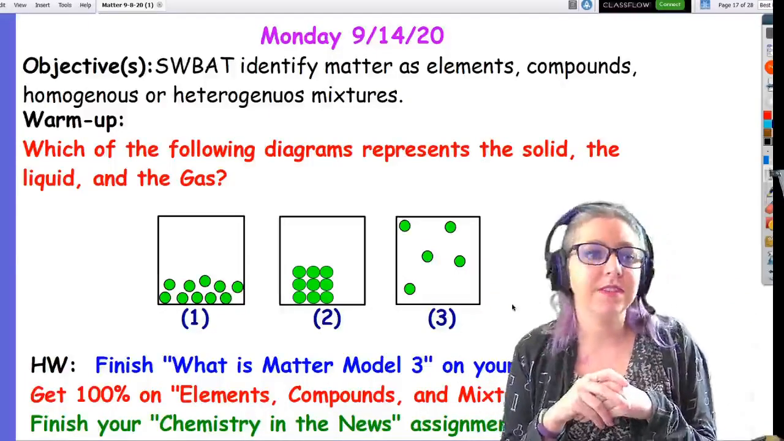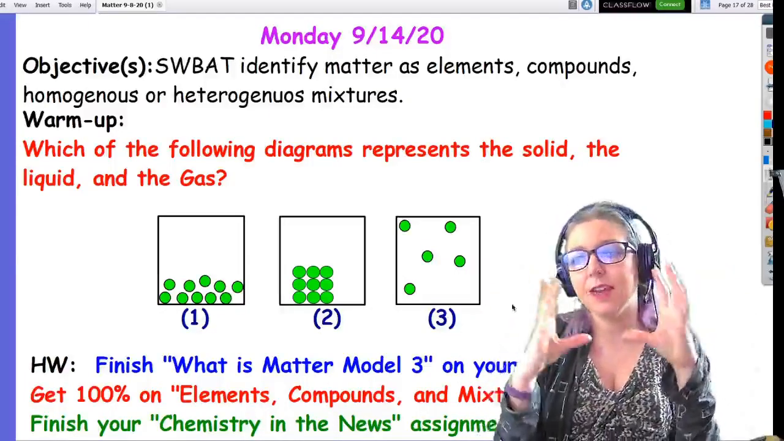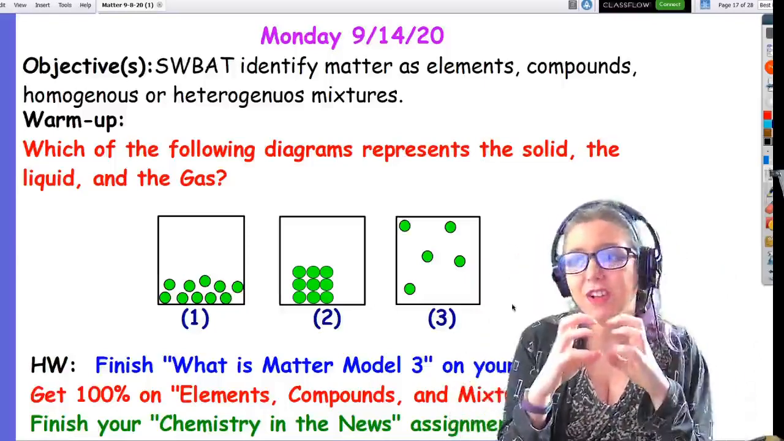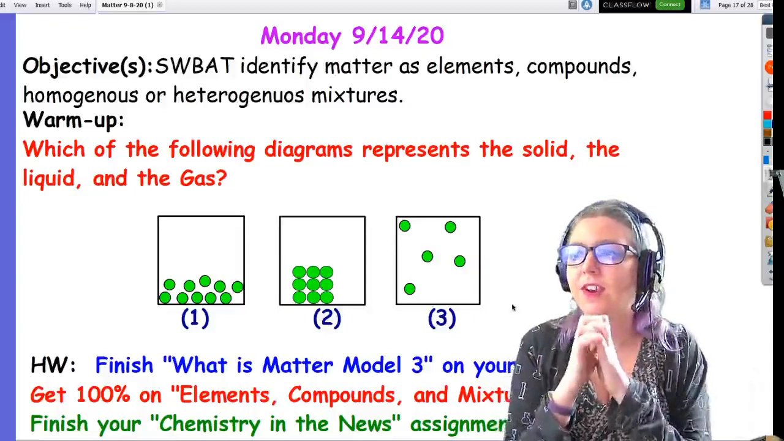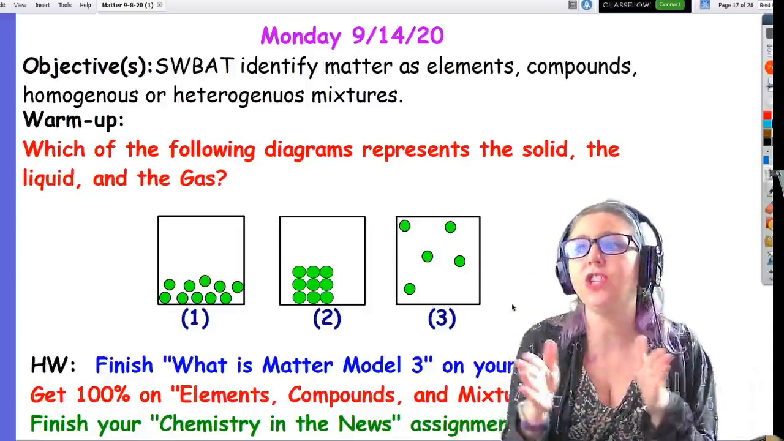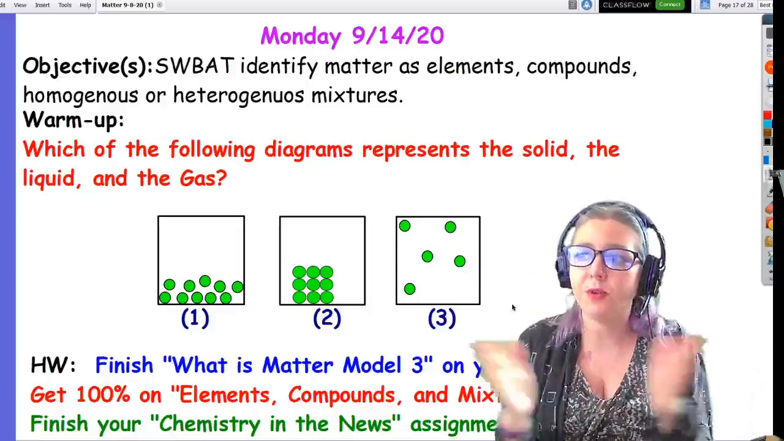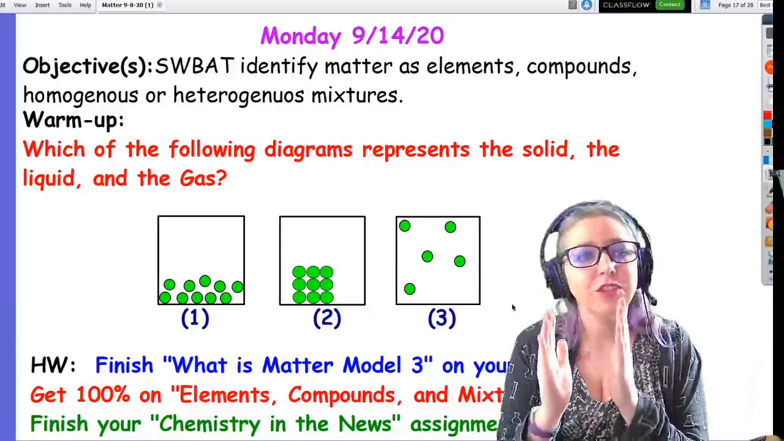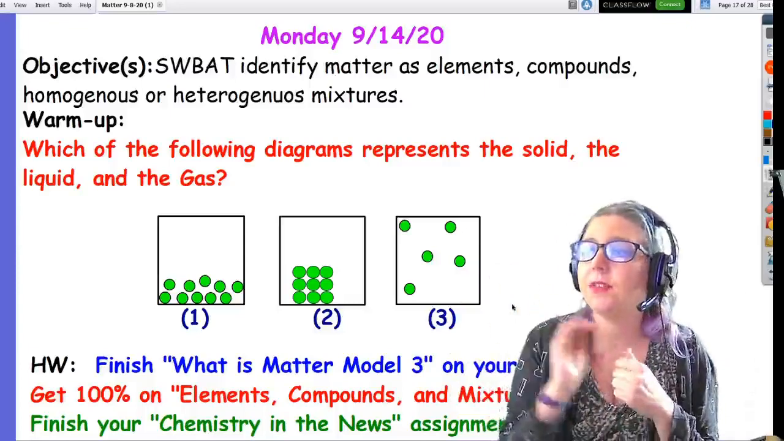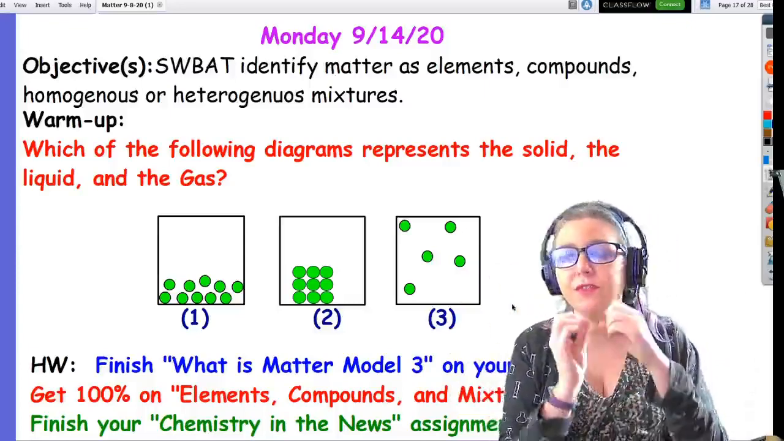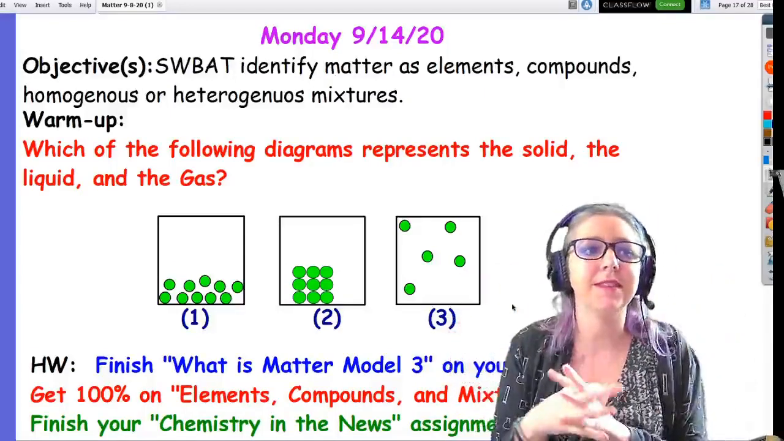Number two is our solid. Those molecules or atoms, circles, are very close together. They are touching, they're very compact, very, very close together. It has its own shape. It doesn't go from both sides of the box. It has its shape that is independent from the rest of the box. So that is a solid. And then number three, those molecules are very far spaced out, so that makes that one a gas.